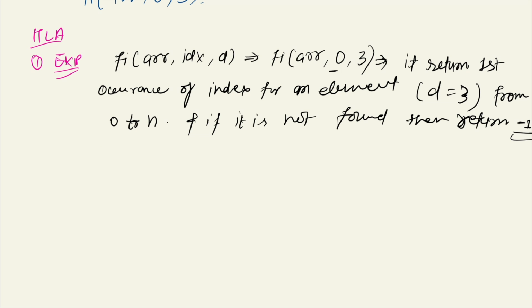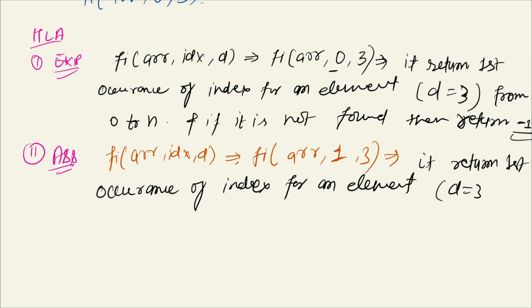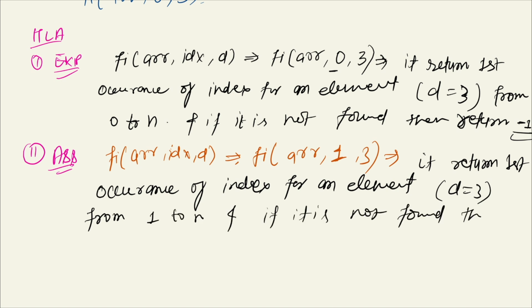So now the second step will be our assumption. Here we are assuming that if we are calling the same function fi of array, index and the value of d, it will behave correctly. Sorry, here I wrote fif, which is wrong, so fi. Okay, so if here we are passing the array and now we are incrementing the index to 1, what should it return? It should return the first occurrence of index for an element d equals 3, from 1 to n.